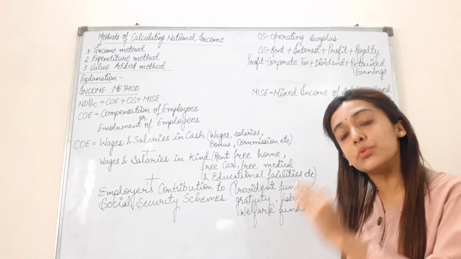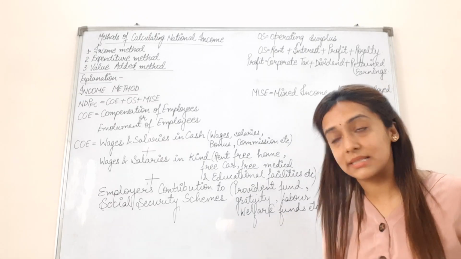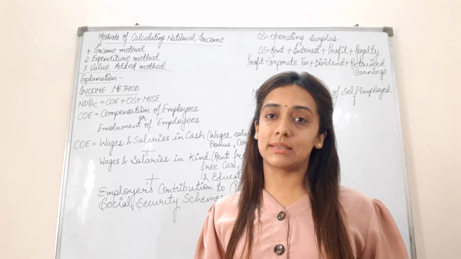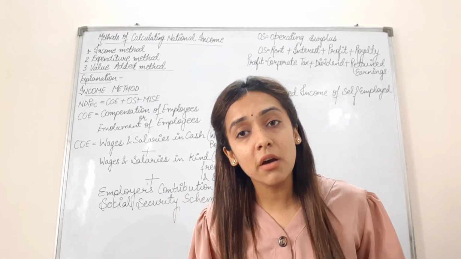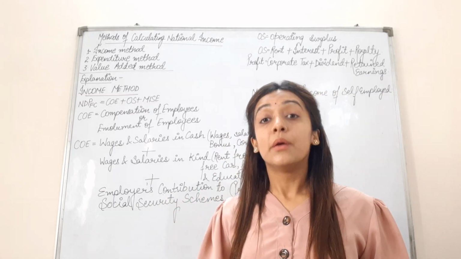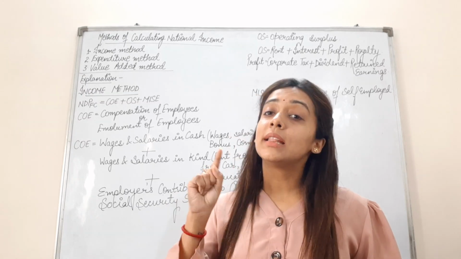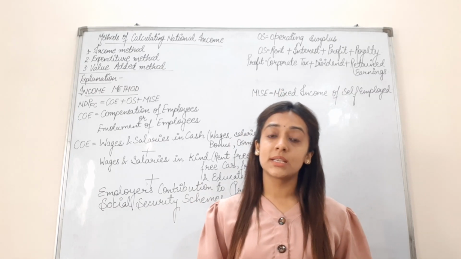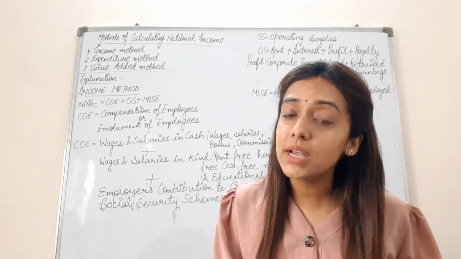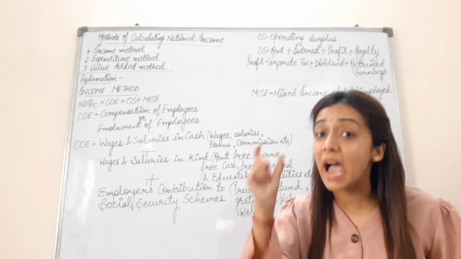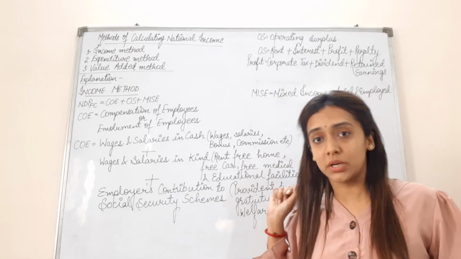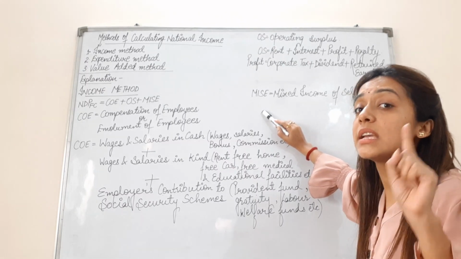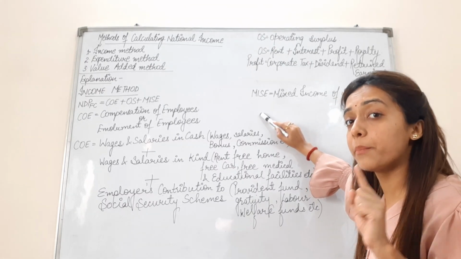That is the fee for using the subsoil assets. Next, retained earning is also known as savings of the private corporate sector. Retained earning is also known as the flowing back of profits, reserves and surplus. So these are the different names of retained earning which you can get in the question also. Next is MISE, mixed income of self-employed.